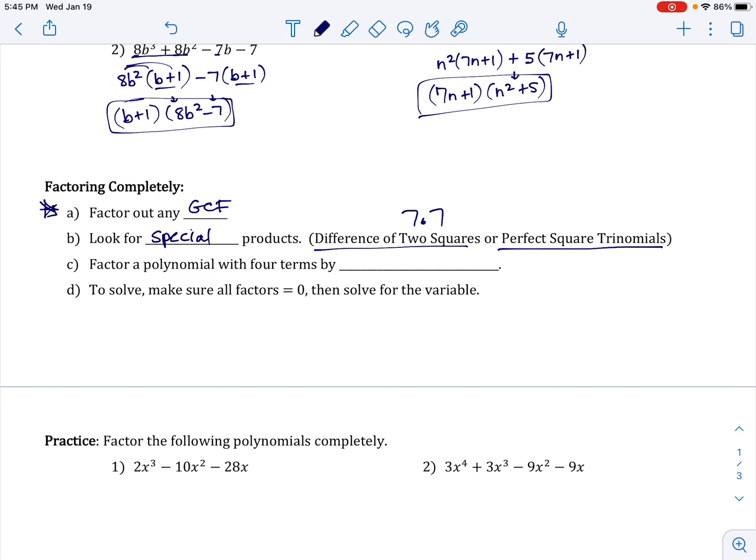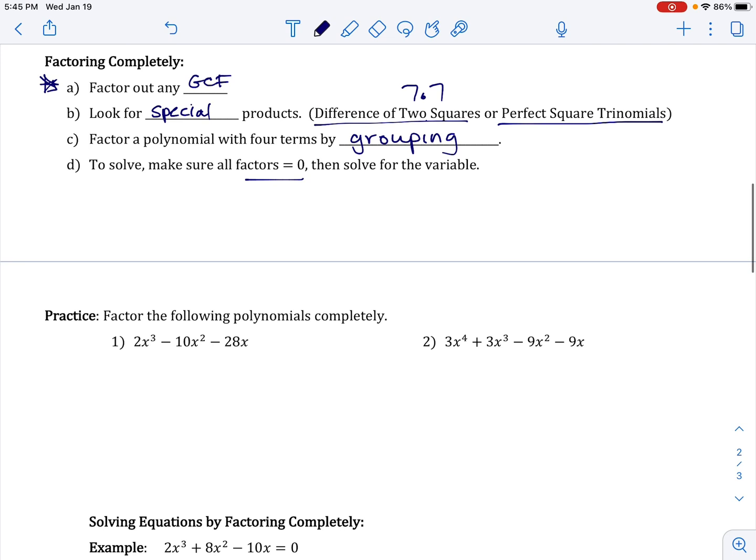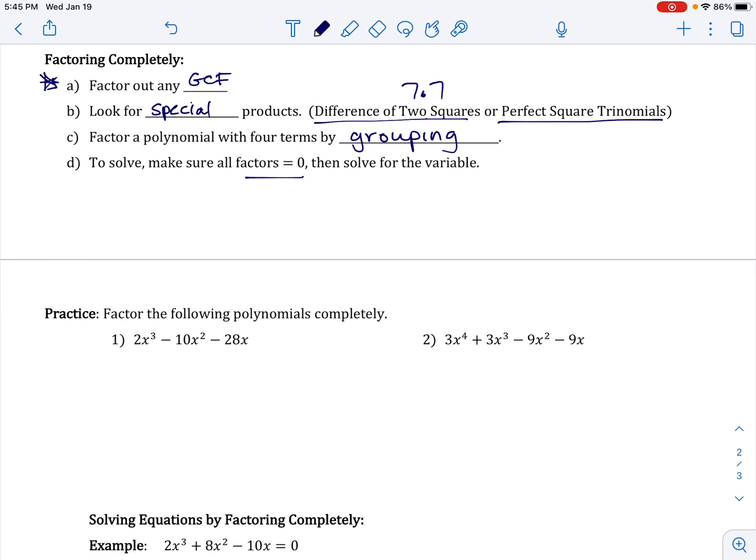Then we're going to look to see, are we factoring a polynomial with 4 terms? If so, we need to do it by grouping. And then last thing is to solve, make sure all factors equal 0, then solve for the variable. If it doesn't equal 0, remember we have to move it to the other side so that we can make one side equal to 0 and we can factor the other.